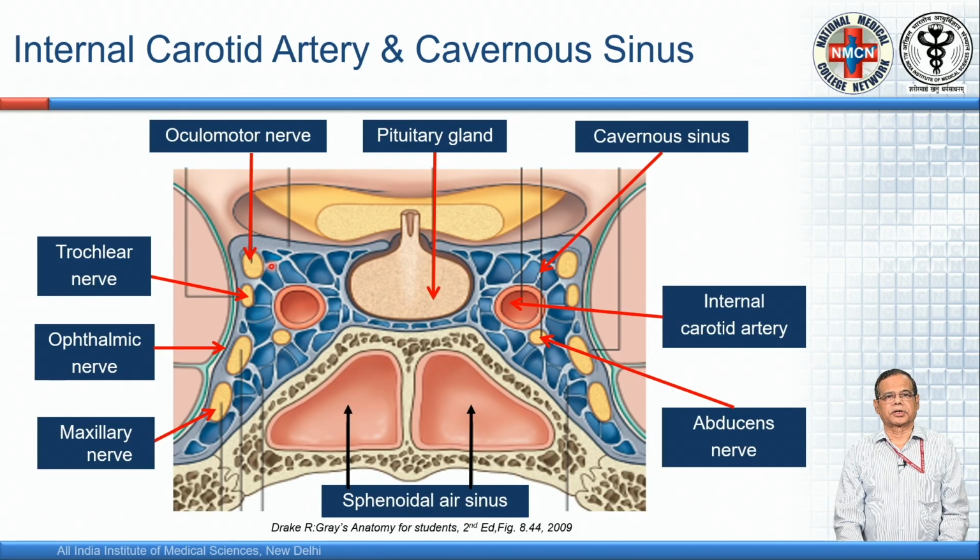After entering the cranial cavity, the internal carotid artery gives the hypophyseal branch and laterally it lies in contact with the third, fourth and sixth cranial nerves and also with the branches of the fifth cranial nerve. This is a common site for arterial aneurysm and may give rise to pressure symptoms on these ocular motor nerves, which may give rise to strabismus.